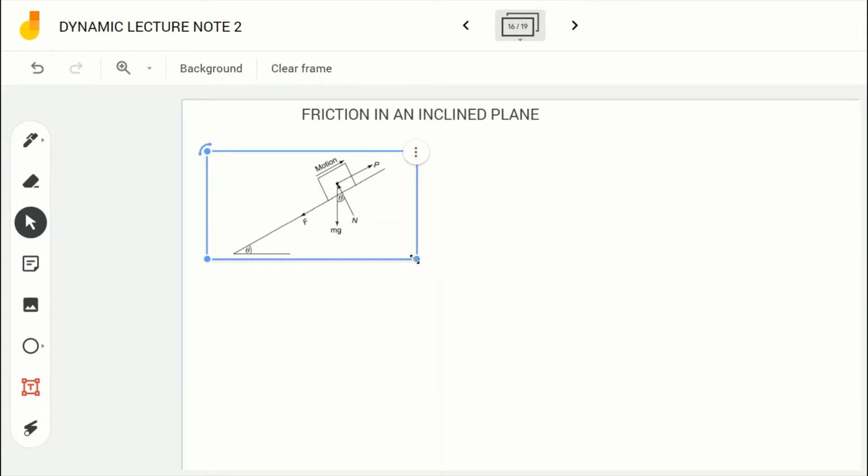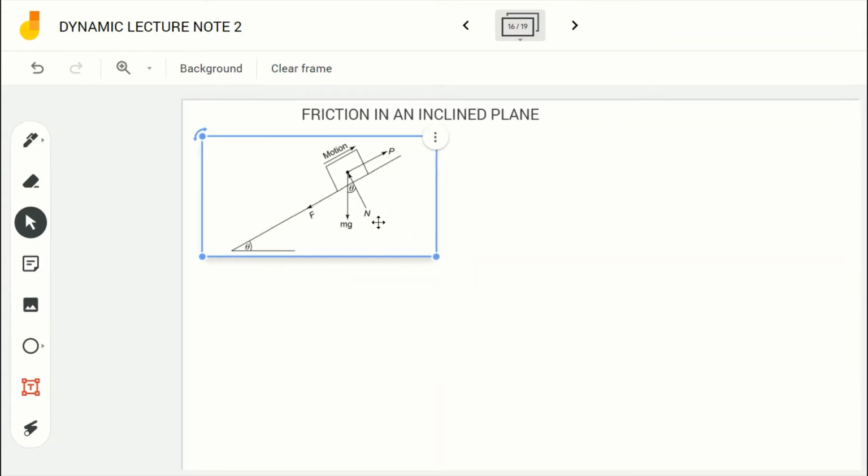Friction in an inclined plane. Now, as you can see on this plane, P is your applied force, while F is the frictional force, N is the normal force which is acting on the surface, and right here is a force that is inclined. Now, if you remember in our previous videos and classes, we are told that when a force is inclined, we can resolve that force into vertical and horizontal components using the trig ratios.